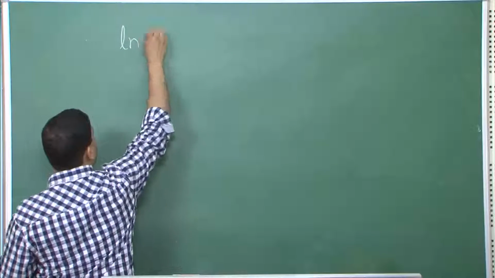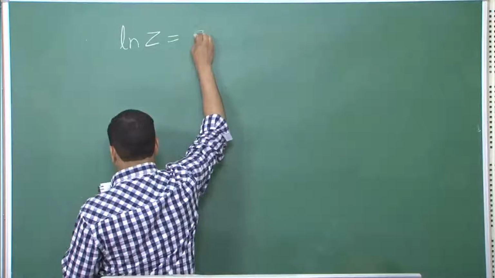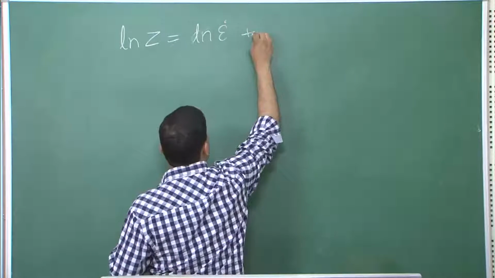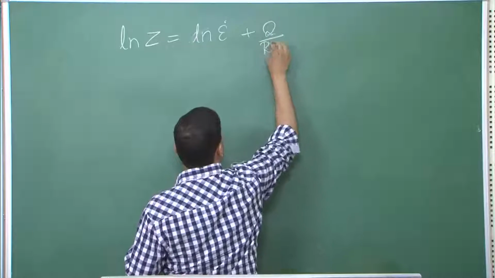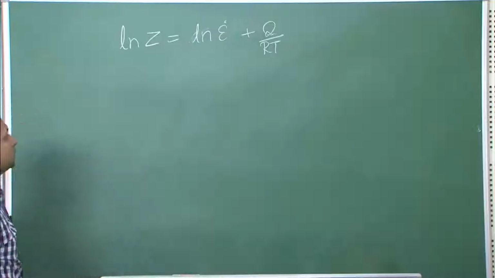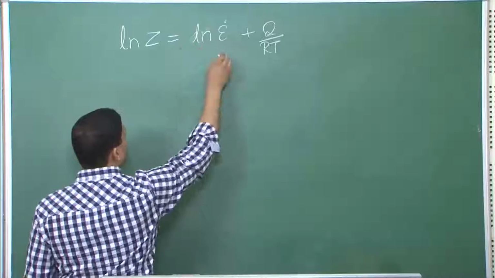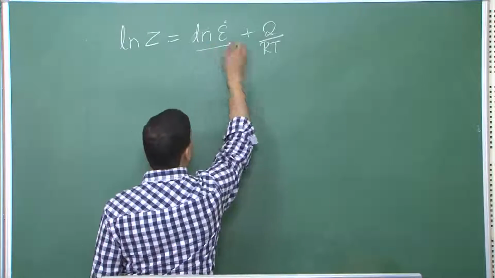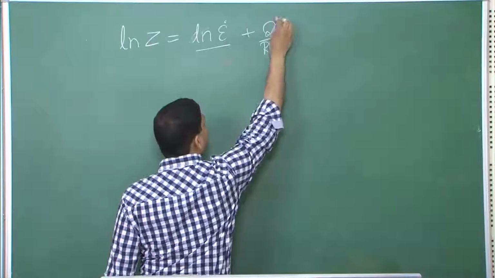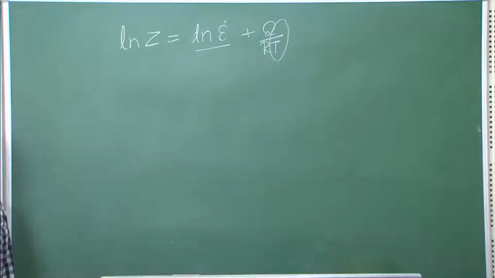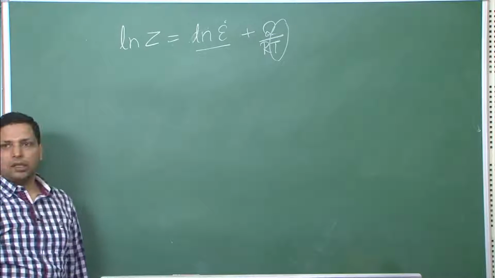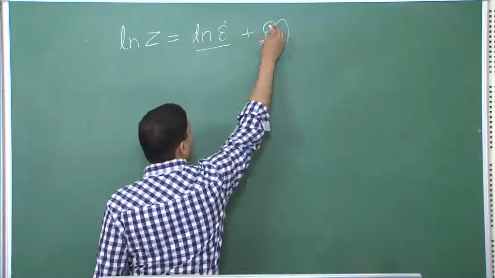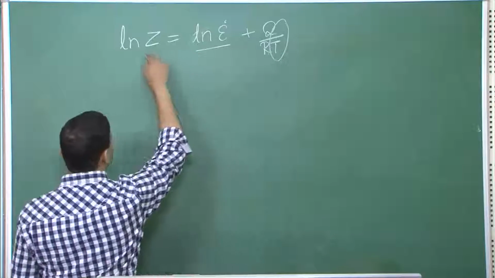Now, we will simplify it as ln Z is equal to ln strain rate plus Q over RT. From here what you see is that if you plot ln strain rate on the y axis and 1 over T on the x axis, you would get a straight line. So, this is of the form of a linear equation. You have y equal to mx plus c, where this is y, this will become your m, this will be your x, and this will be a constant c.